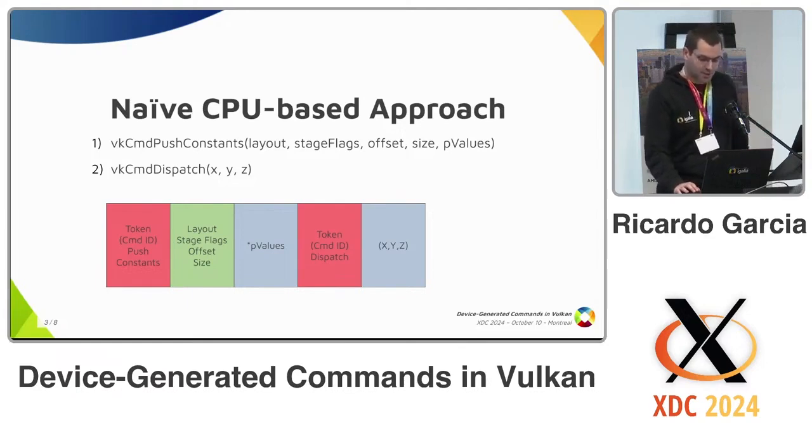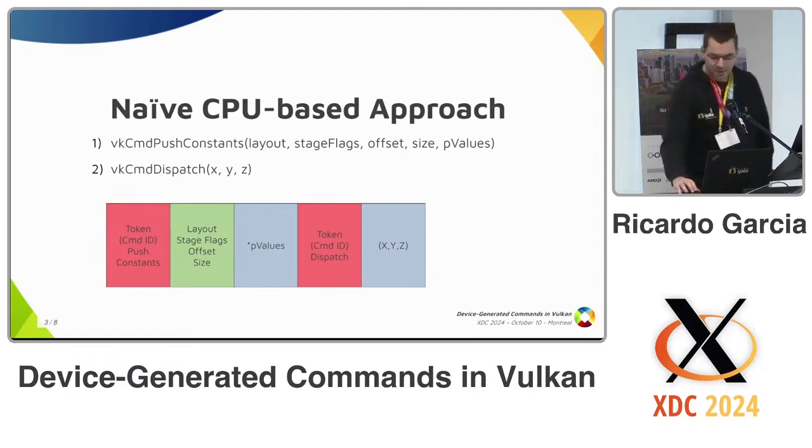So we can store a token number or a command ID, or however you want to call it, to indicate that push constants come. Then we follow this with metadata about the command, which is the section in green, containing the layout, the stage flags, and the offset and size of the push constants. And finally, depending on the size, we store the push constant data, which is the first chunk in blue. And the dispatch is similar, only that it doesn't need any metadata because we only want the dispatch dimensions. This is, okay, a naive idea.